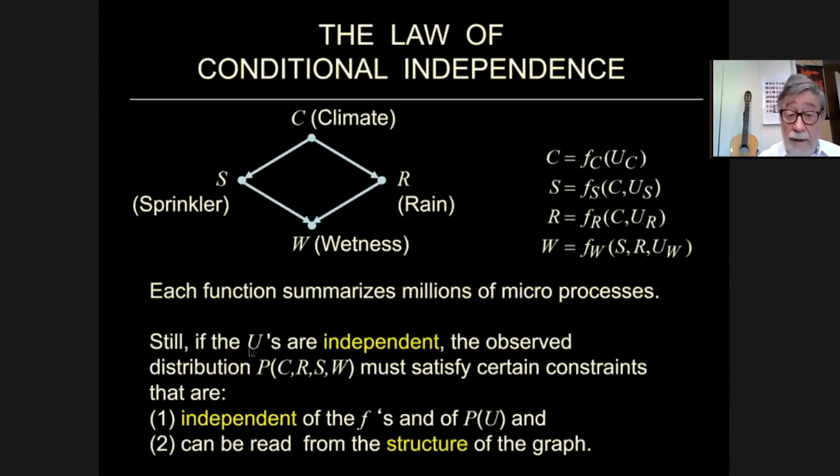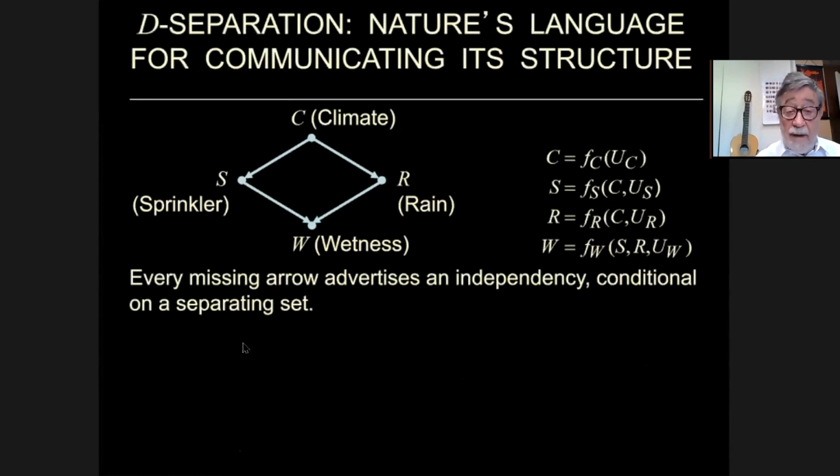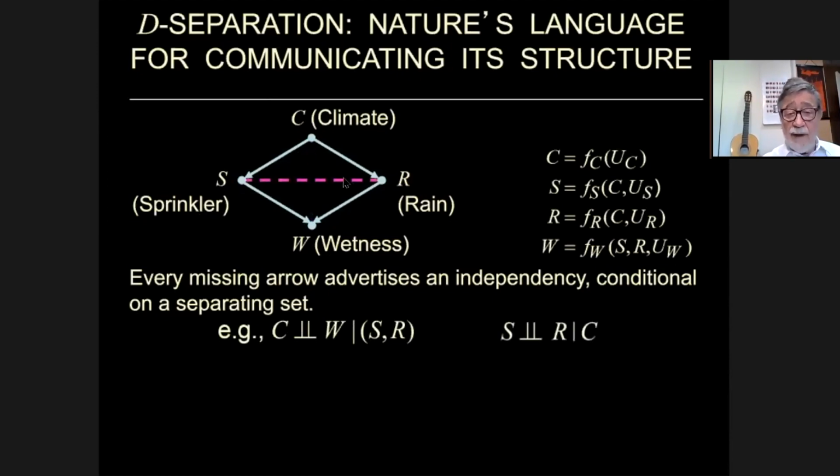So that is a beautiful, powerful thing. What can you do with it? First of all, how you use it. Each missing arrow which you find here advertises independence in the data, conditional on the separating set. For instance, here you have a missing arrow between the climate and the wetness, and it advertises a conditional independence in the data, C independent of W, given S and R. Beautiful. Another one is missing between S and R. It advertises conditional independence of S and R, given C, not W, for a reason that I will skip now.